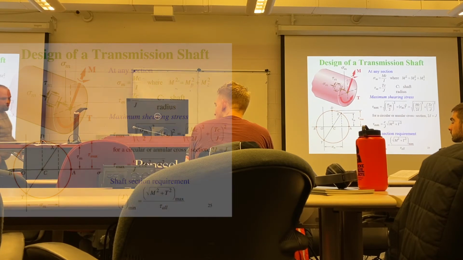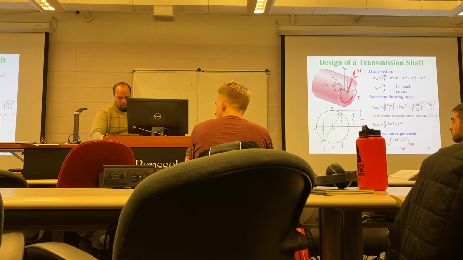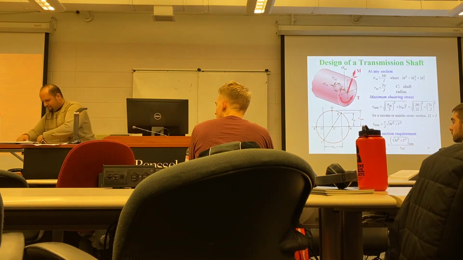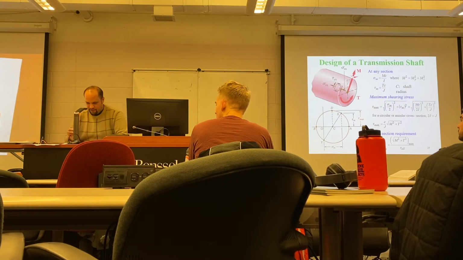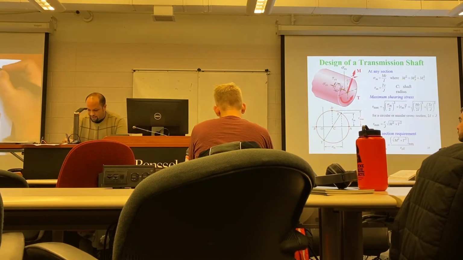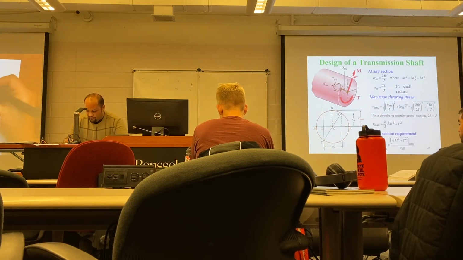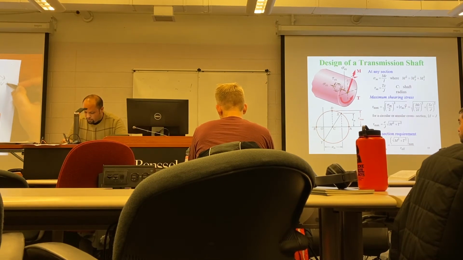For combined loading problems, simply, you have two sources for stress. There are things producing sigma and there are things producing tau. Sigma will happen from P over A or My over I. Tau will happen from Tc over J or from VQ over It.